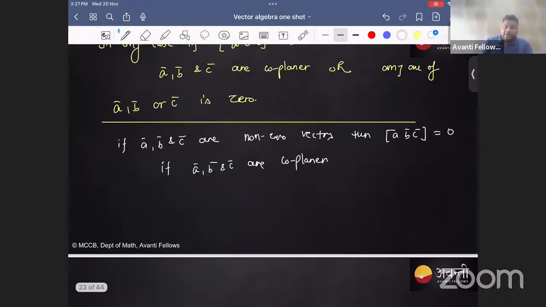Alright. Another thing, box I cap, J cap, K cap. What should it be? I cap, J cap, K cap, each of magnitude 1, will be the coterminous edges of a cube. So the volume of this will be 1, a cube with side length 1.